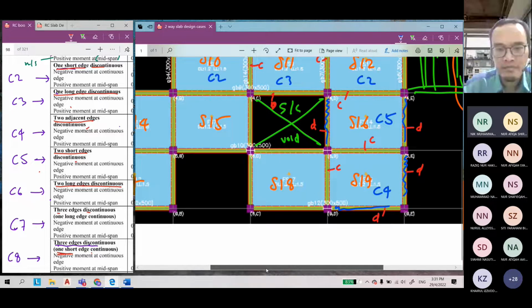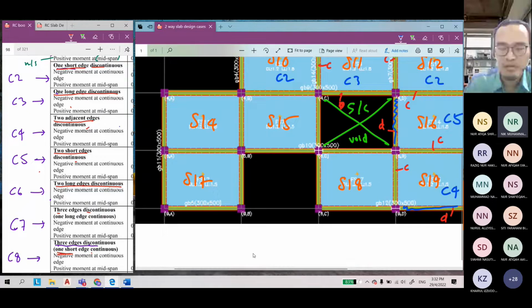How about slab number 18? Same, case 4. Be careful, because we have a void here. So be careful, class. This is discontinuous, only one side continuous. Case number 8. One short edge continuous. This is the shortest edge. So case number 8.